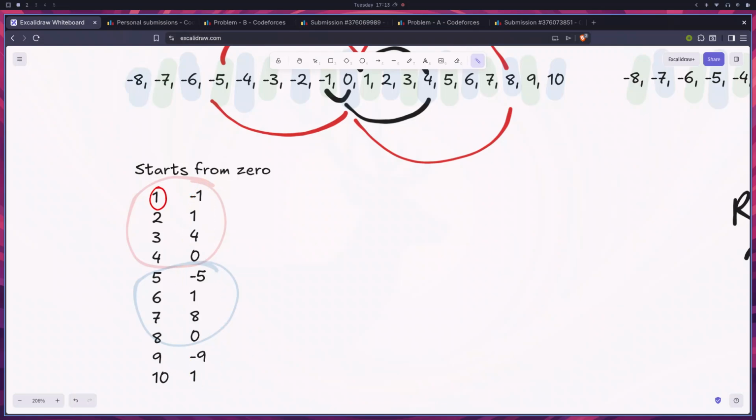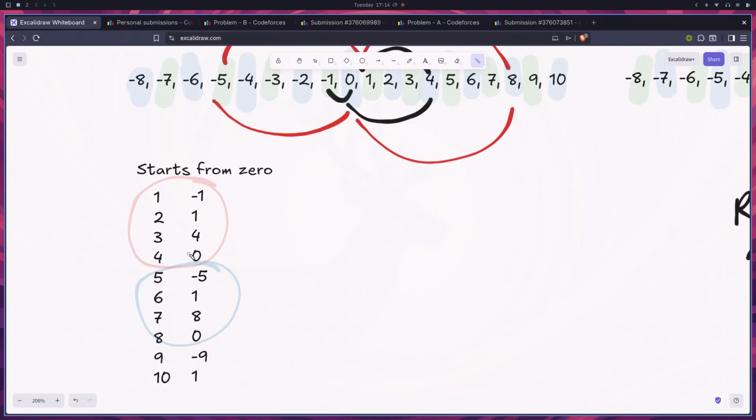So if there was 1 jump, he'll be at -1. 2 jumps, 1. 3 jumps, 4. 4 jumps, 0. Then again 5 jumps, -5. 6 jumps, 1. 7 jumps, 8. 8 jumps, 0. So if the number of jumps is a multiple of 4, then the final position always comes to 0. This is the observation we have to make.